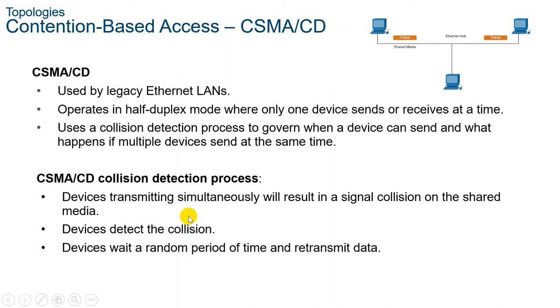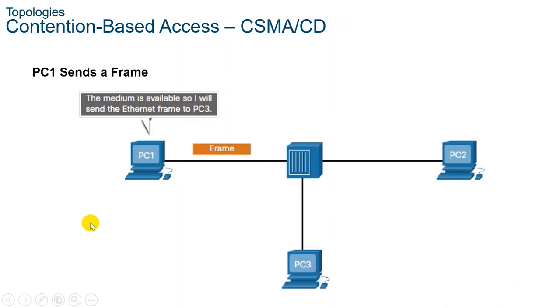If that happens again, that all the workstations send data on the cable at the same time, then it has to go through this process. So the workstations are persistent in sending data. All right, so let's have some detailed explanation here.